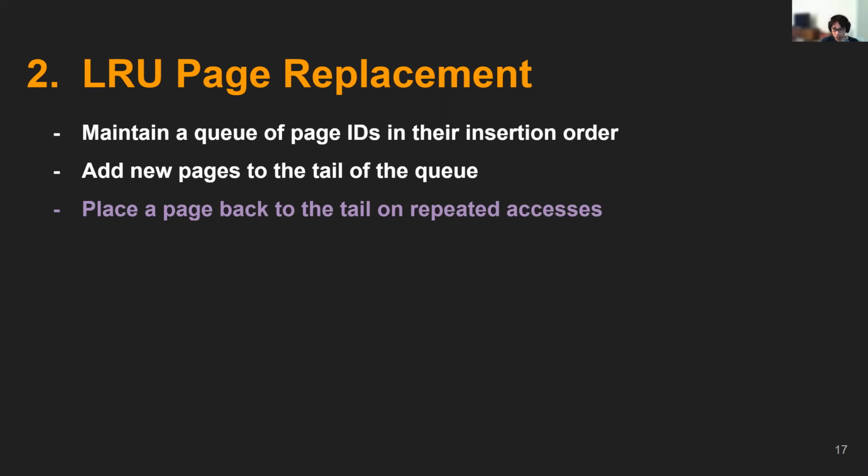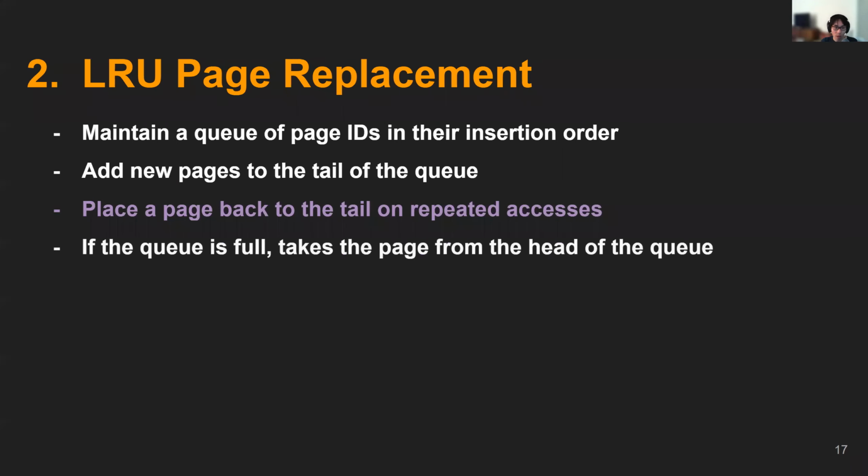So whenever a page is accessed again, you will place the page back at the tail, kind of telling that this page is the newly accessed one. So it's the most recently used page. And I only evict the least recently used page, so those pages at the head of the queue. So now if the queue is full, we still take the page from the head of the queue.